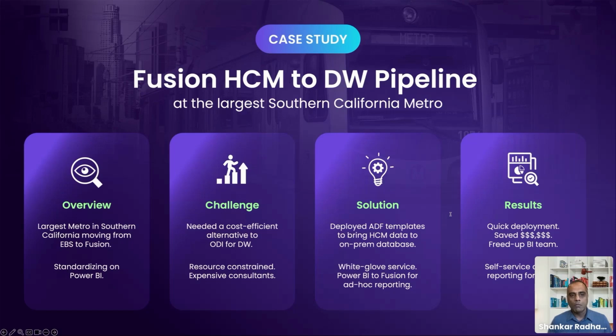Before we go to the demo, I'd like to share a quick case study. We recently implemented a Fusion data pipeline at the largest metro organization in Southern California. They were migrating from EBS to Fusion HCM. They were using ODI, but they were looking for an easier and cost-effective solution that integrates seamlessly with Azure. We customized our pre-built templates to bring data from more than 70 HCM tables and views into their on-prem database. We did it very fast, and we saved their BI and infrastructure team a ton of time and money.